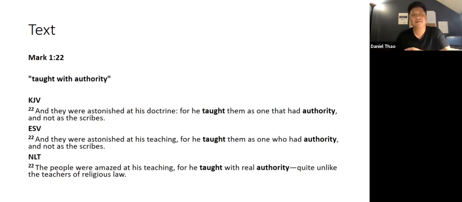Yeah. So this is my word, taught with authority, Mark 1:22. The verses, I'll just read the ESV version. And they were astonished at his teachings, for he taught them as one who had authority and not as the scribes.